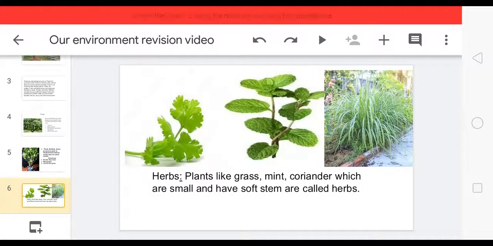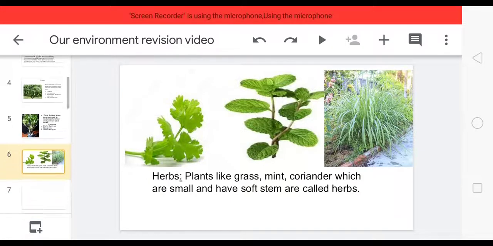Next is herbs. Plants which are very small and having soft stem are called herbs. For example, mint, coriander, grass. These are the examples of herbs. As you can see, the first picture is coriander which has a very soft stem. We can break it using our hands.